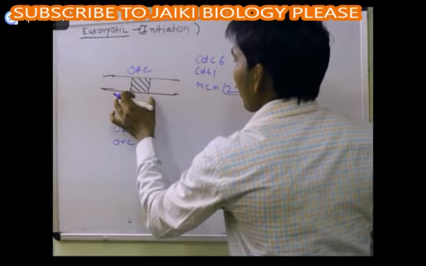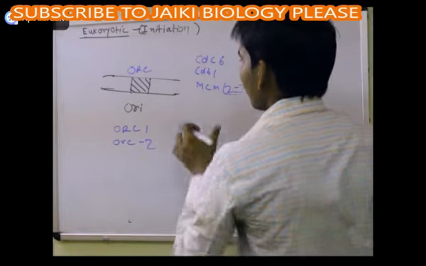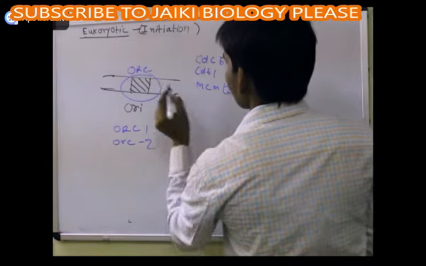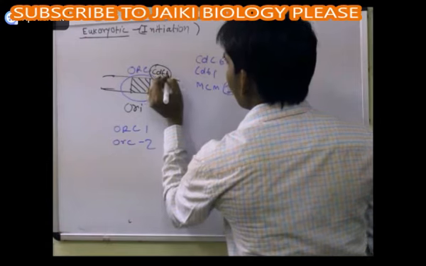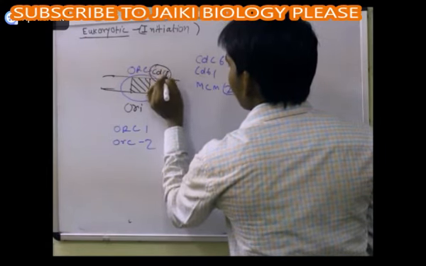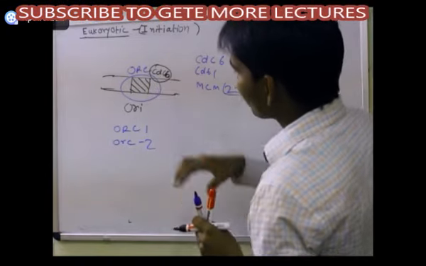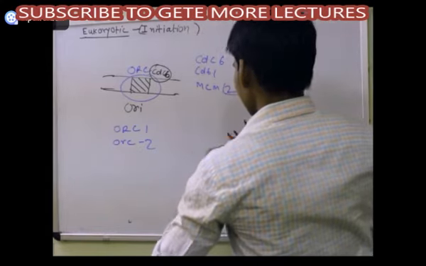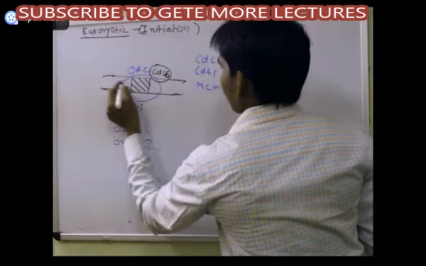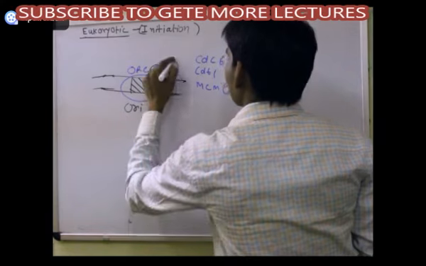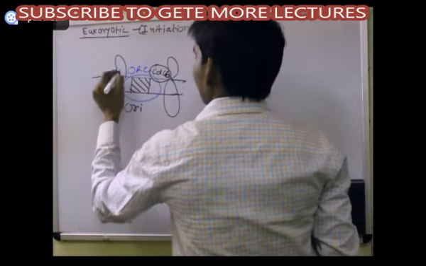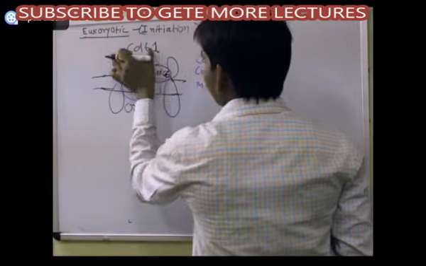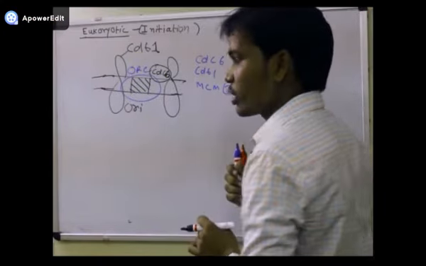First, ORC binds in the early G1 phase of the cell cycle, followed by CDC6. After CDC6 attaches, it creates sites for the attachment of other proteins, CDT1. Two CDT1 come on both sides of the DNA, and then ORC, CDC6 and CDT1 load the minichromosome maintenance proteins on the strands.